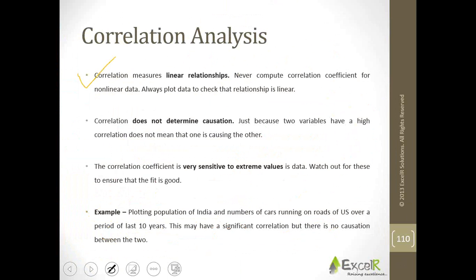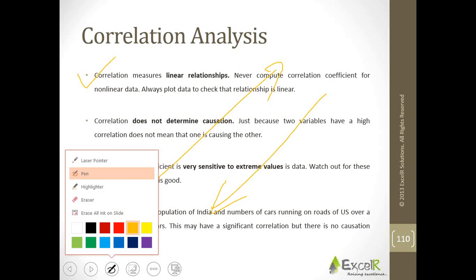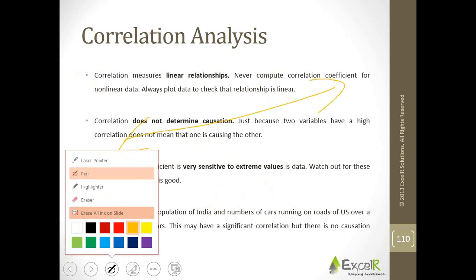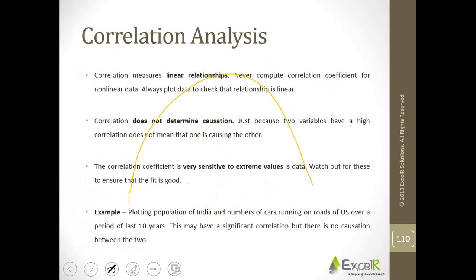Correlation measures linear relationships. Never ever compute the correlation coefficient for non-linear data. So linear means data should look somewhat like this, in this direction or that direction, or like a straight line. But it should never be like this, a parabola kind of. Or when you represent data, it should not look like this. Getting me? Linear means it should be straight, that's it.